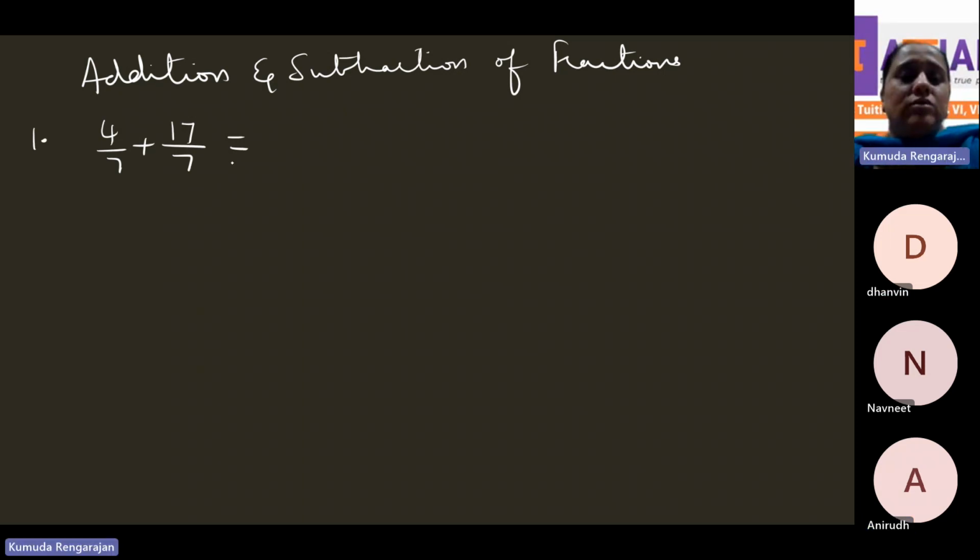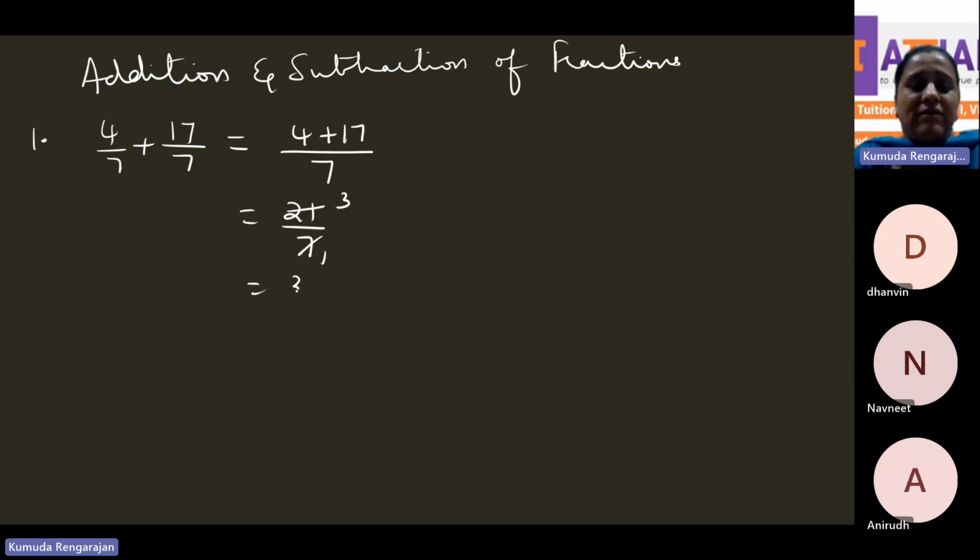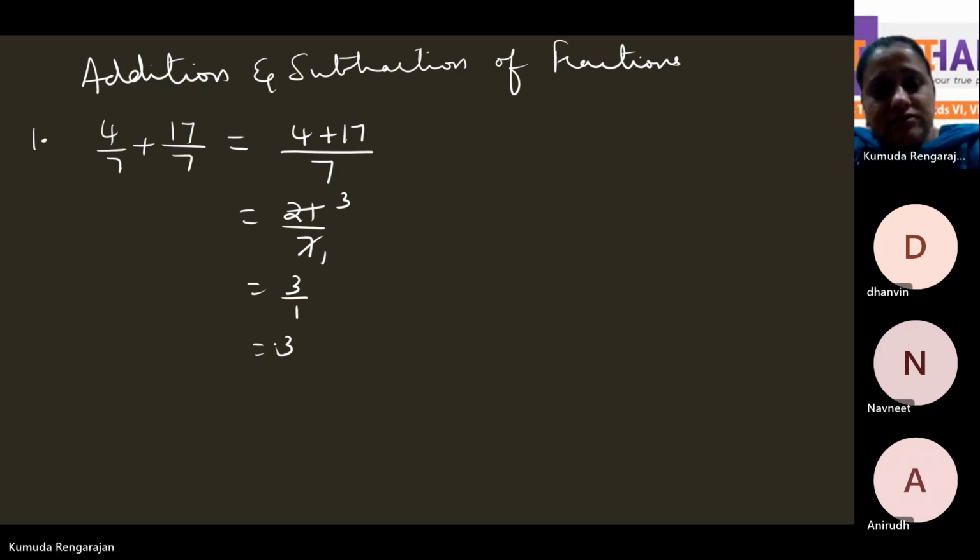Okay. So when the fractions are like fractions, that is, they have the same denominator, you can write the common denominator like this and simply add the numerators. And what is this equal to? 21 by 7. Now 7 ones are 7, 7 threes are 21. So it is 3 by 1 or 3. Do you know this? Yes.